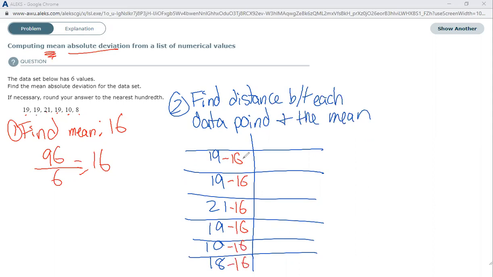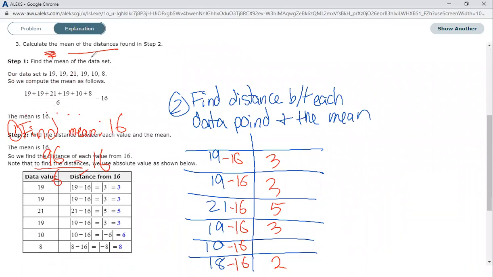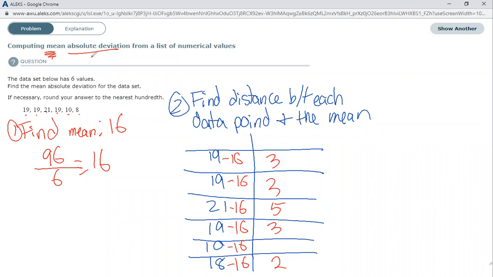Okay, so 19 minus 16 is 3. There's another 19, so I know that will be 3. 21 minus 16 is 5. 18 minus 16 is 2. And this is why, if we look back at the explanation for ALEKS, they put all of their subtraction in absolute value bars. Because technically, if we do 10 minus 16, we're going to get a negative 6. But distance, we always want to be positive.